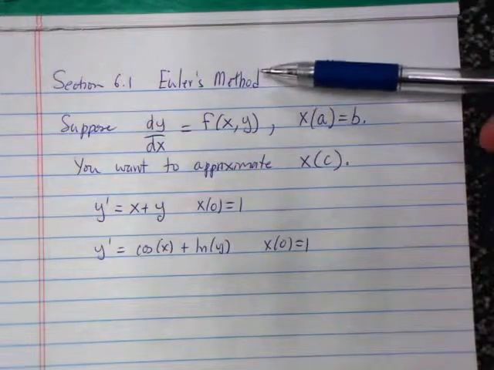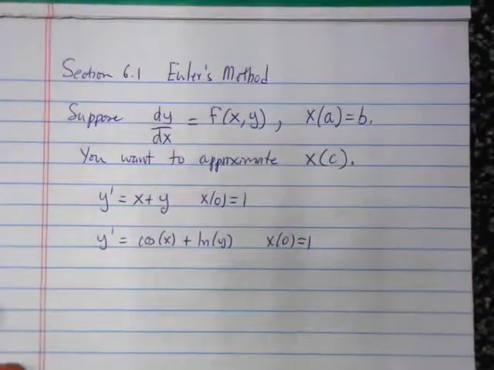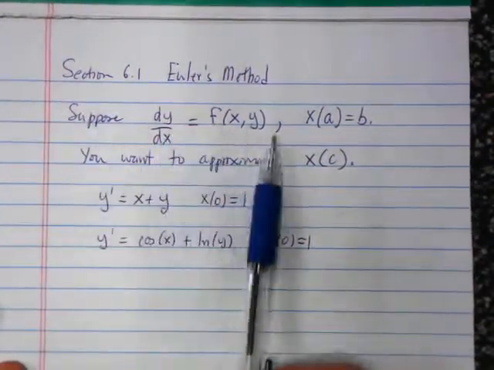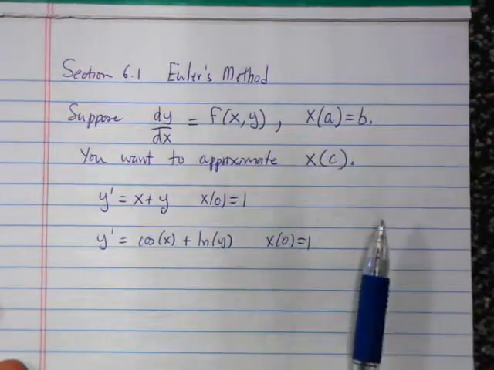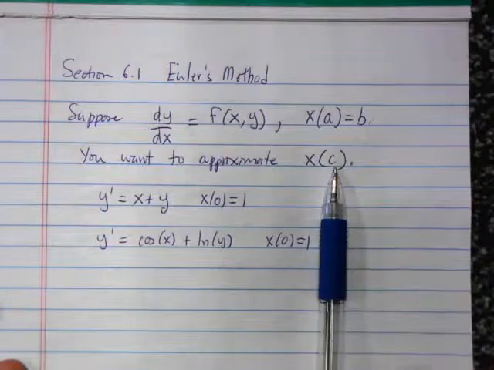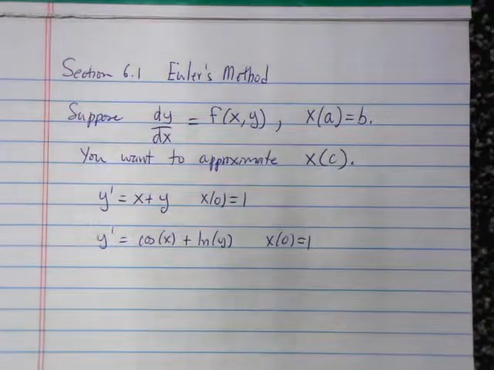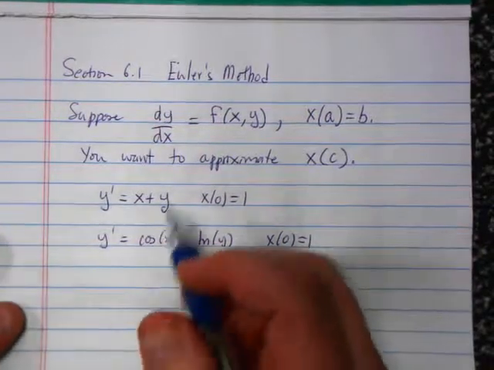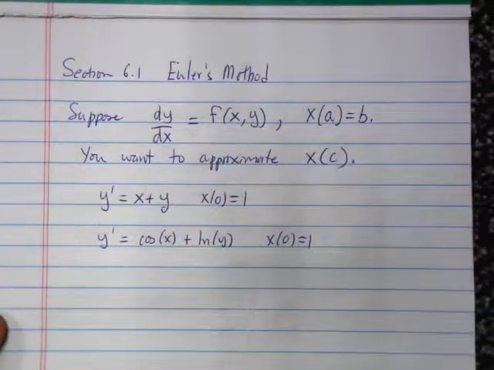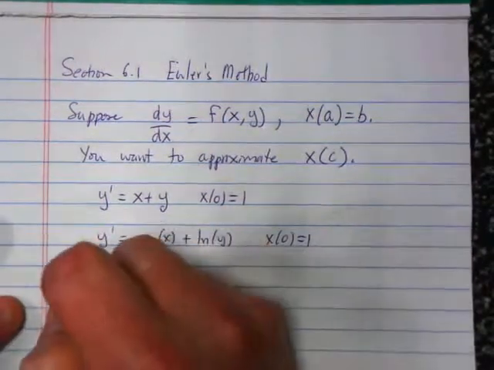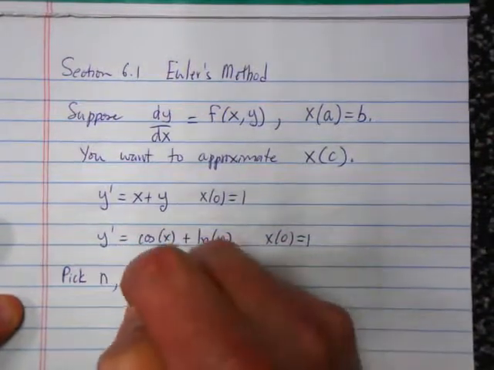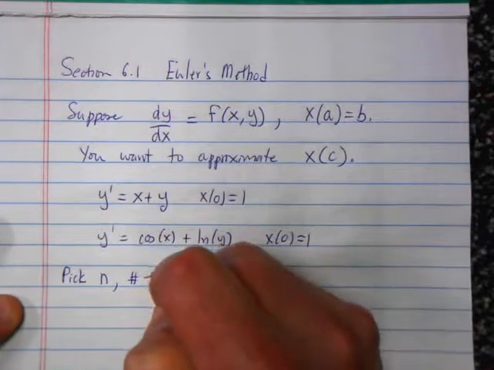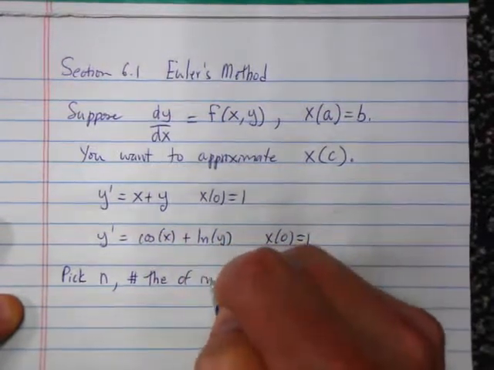So we'll see. Anyway, Euler's method says, suppose dy/dx is some function in x and y, and we have an initial condition, and we want to approximate at some other spot. What you're going to do is decide how many iterations you want to do. Pick n, which is the number of iterations.